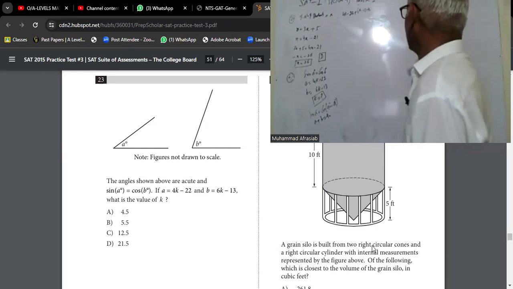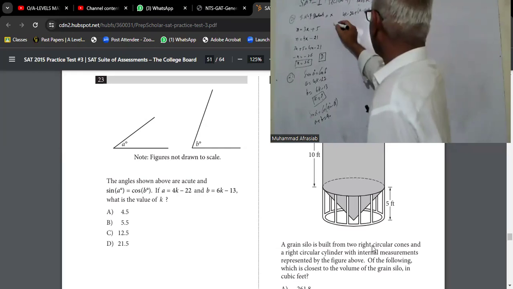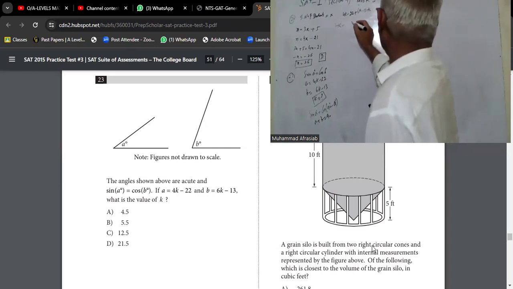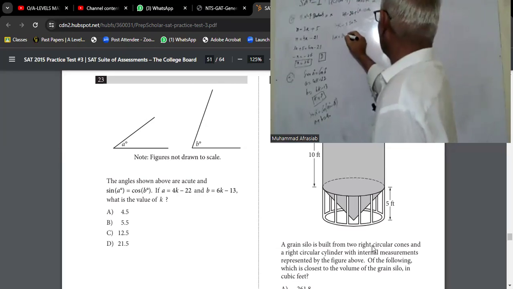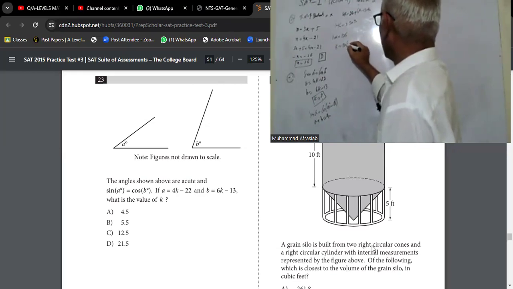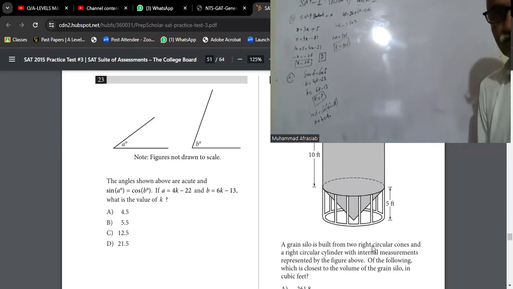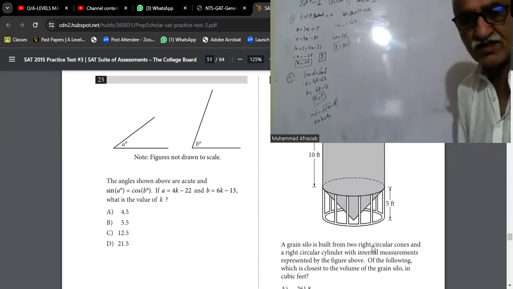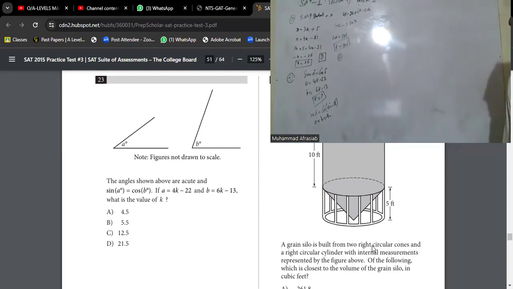is equal to 90. So this is going to give us 10k minus 35 is equal to 90, or 10k is equal to 125, or k is equal to 12.5. So this is the value of the C part. So C is the answer of this question number 23.